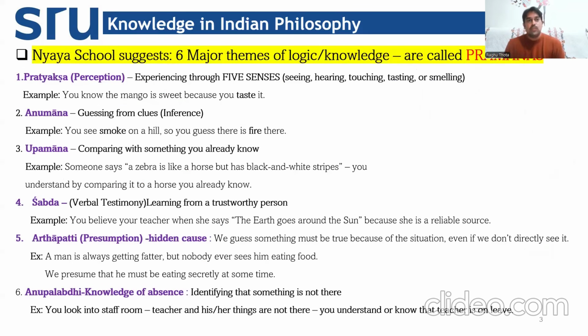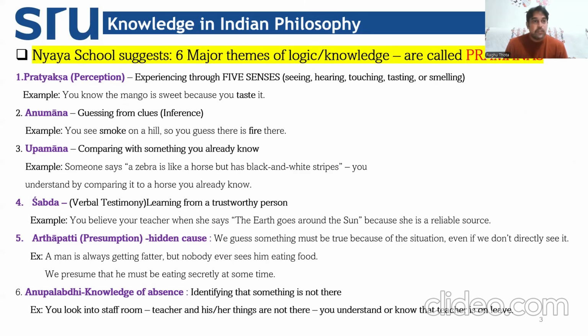And let's come to the Nyaya school, which has suggested 6 major themes of logic or knowledge, which are called pramāṇas. I don't know whether you remember it or not. In the previous video lecture, we already had a discussion on pramāṇas when we were discussing Nyaya school. So let us rediscuss them for a better understanding. What are the 6 major themes or steps of logic suggested by Nyaya school to come to the right conclusions or to identify the truth behind something?